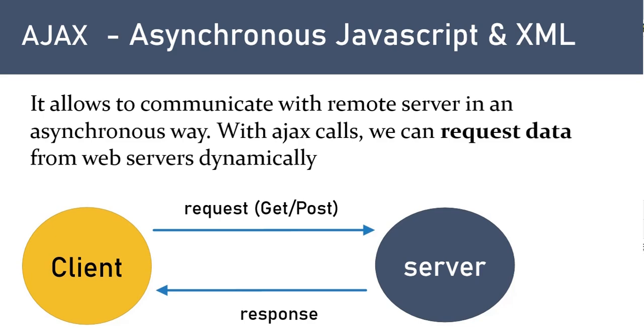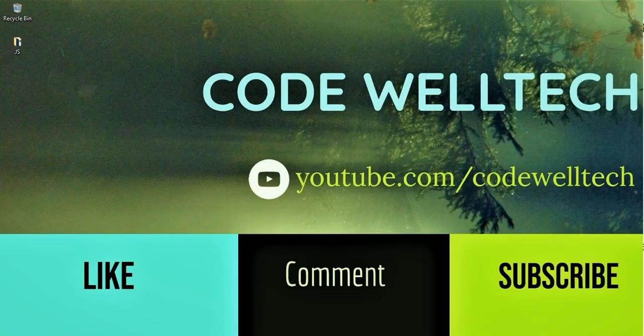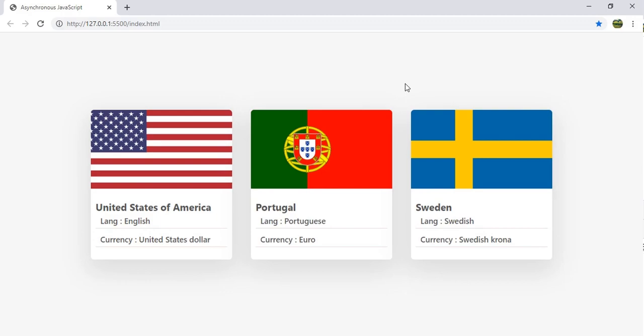Whenever the client requests the web server for data, the web server again will connect to the web API. And the web API is the place where data will be available. The web API will give the data back to the server and the server will send it back to the client. So we will discuss more about APIs in another session. Now let us make our first Ajax call using XMLHttpRequest. Now we are going to load the countries' data using XMLHttpRequest, like we are seeing on the browser.